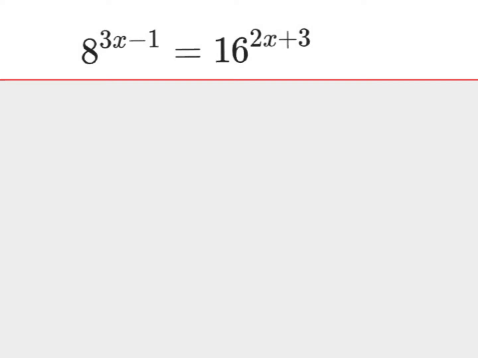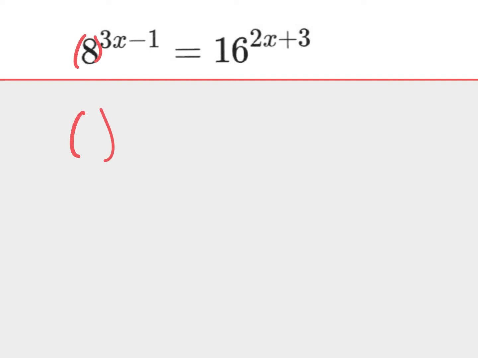Again, we need to solve, and again, we need the same base. I see an 8, I see a 16, but 8 to the second power, is that 16? No, 8 to the second power is 64. So I can't change these to base 8. So maybe I need to change both of them. So 8 could be changed to what?